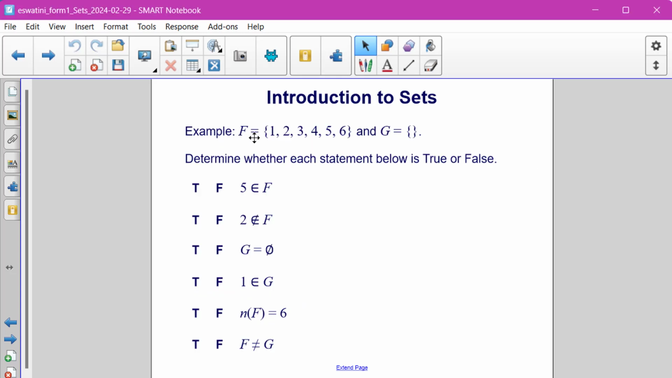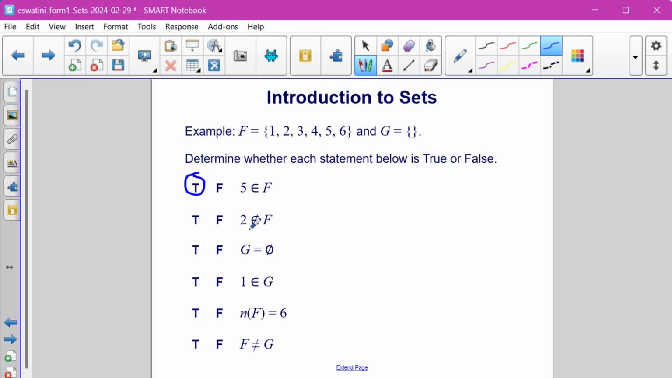Let's try an example. We're given a set F to be the numbers 1, 2, 3, 4, 5, and 6, and set G is an empty set. Determine whether each statement below is true or false. Our first problem is that the number 5 is contained in the set F. If we look at F, it does indeed contain the number 5, so this is a true statement. Now let's look at our second statement. 2 is not an element of F. Well, that's false because 2 is right here and it is contained in the set F.